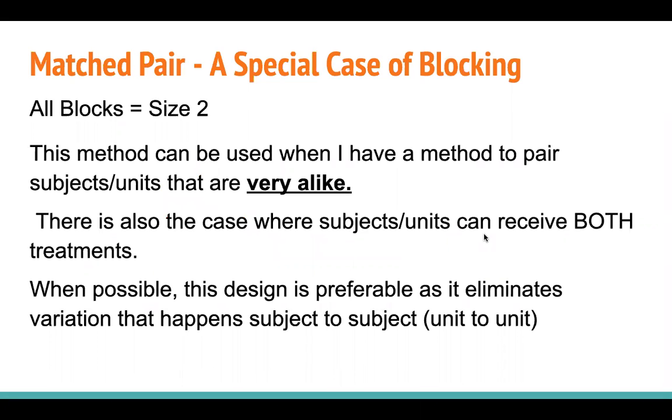So what is matched pair? A matched pair is really just a special case of blocking, and all blocks are size 2. This method can be used when I have a method to pair subjects or units that are very alike. So if there's some natural pairing that happens, then I can use matched pair. And there's also the case where subject units can receive both treatments. So that's another case of matched pair. When possible, this design is preferable as it eliminates variation that happens from subject to subject and unit to unit.